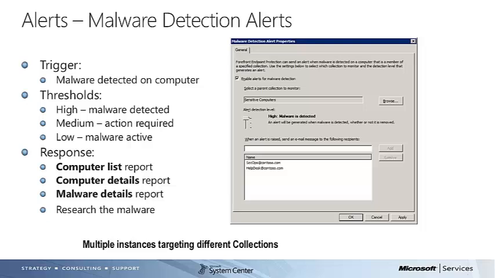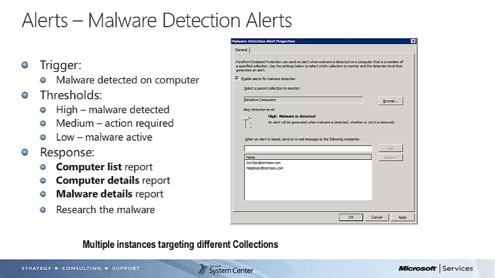At this point, we'll walk through each of the different alert options that we have. The first being the malware detection alert. Anytime there is malware that's detected on a computer, you can have an alert set up so that it will trigger and send out an email to the desired listing. The first thing you would have to do is select the collection that you want to monitor. From there, you would want to set your threshold, whether you want it to be high, medium, or low.